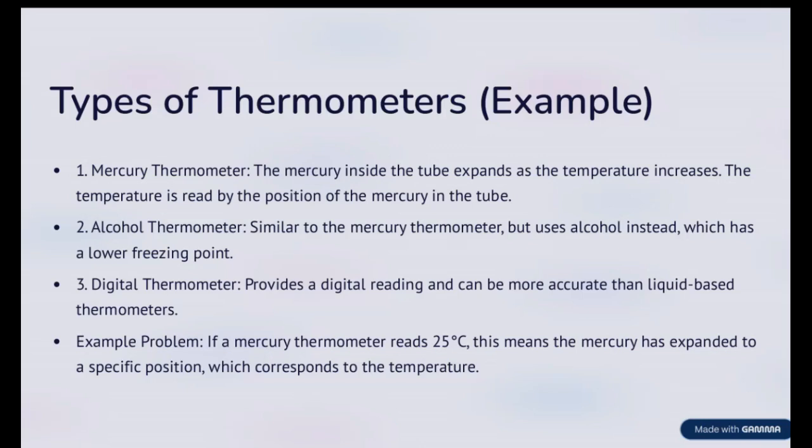The same idea is applied in the alcohol in glass thermometer, because these two liquids, mercury and alcohol, have high sensitivity to temperature change. They expand at low temperature changes. So the best among these for measuring low temperature is, sorry, it's alcohol.